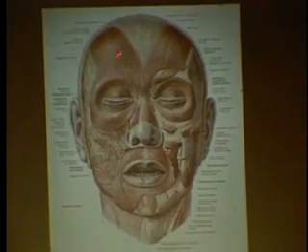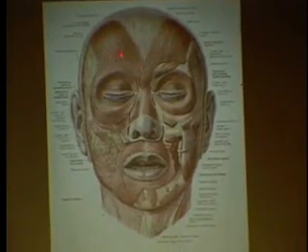What muscle is this? Come on, the whole class. You're on the frontal bone.